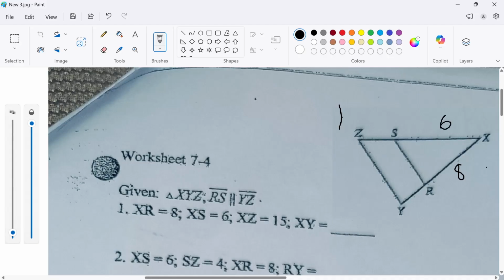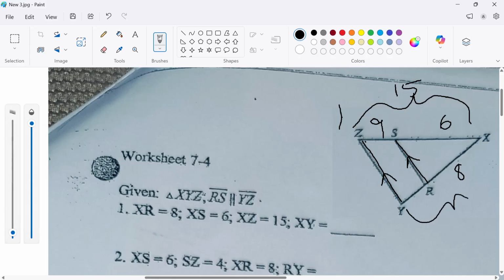And these RS and YZ are parallel, which means those are similar triangles. The big triangle is similar to the little triangle, and the segments are going to have similar proportions. XZ is 15. This whole thing is 15, which makes this, oh gosh, 8 and 6 is 14, 9. Why couldn't I think of that? And then XY.